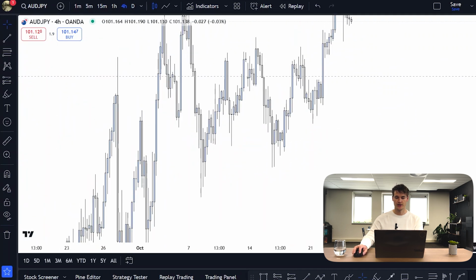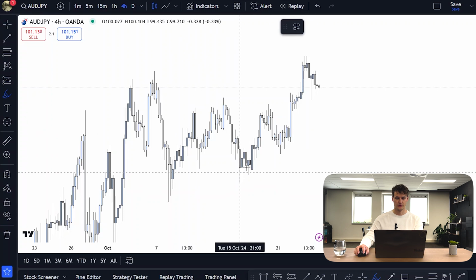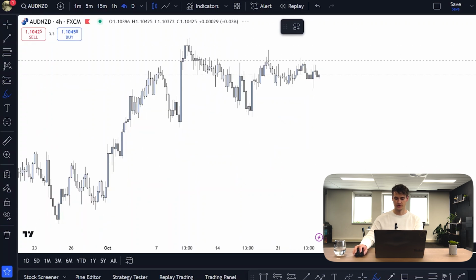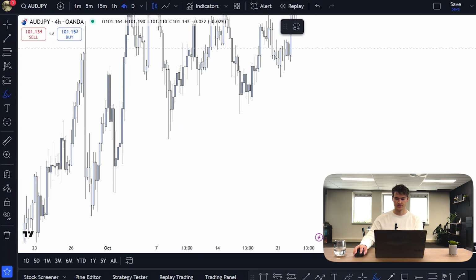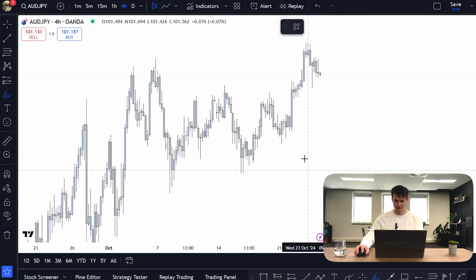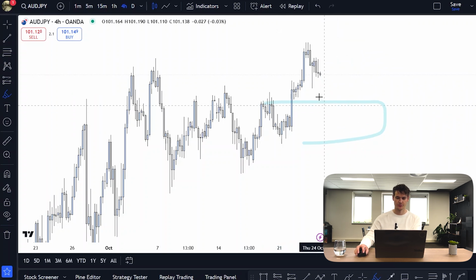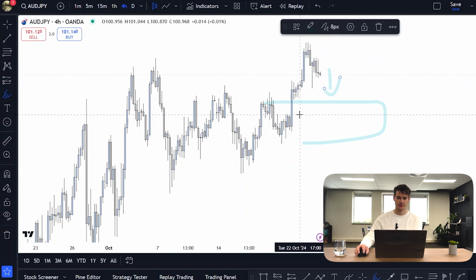Then AUD JPY. Now, you've probably seen it. All the JPY pairs right now are kind of moving upwards. I'll show you guys in a second. But right now, AUD JPY looks to be moving bullish. So you could look for longs from this demand zone. The expectation right now is for price to basically trade back into that demand zone.